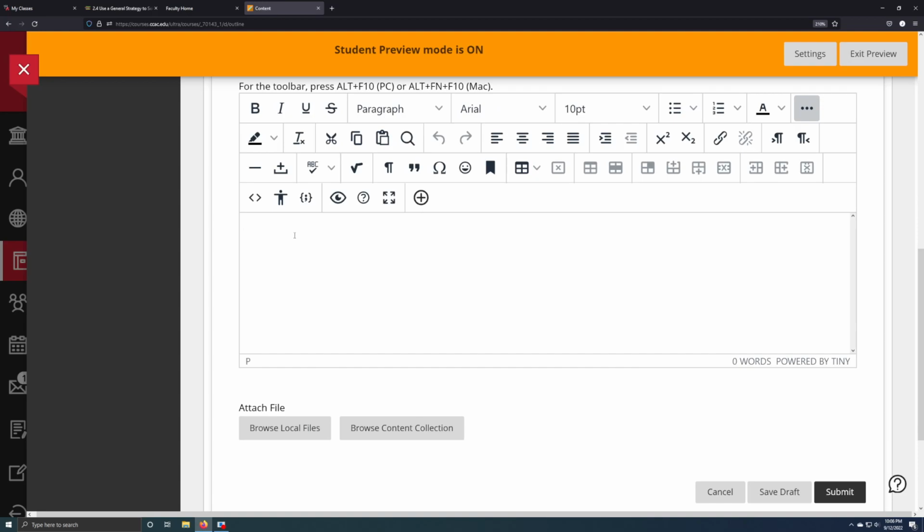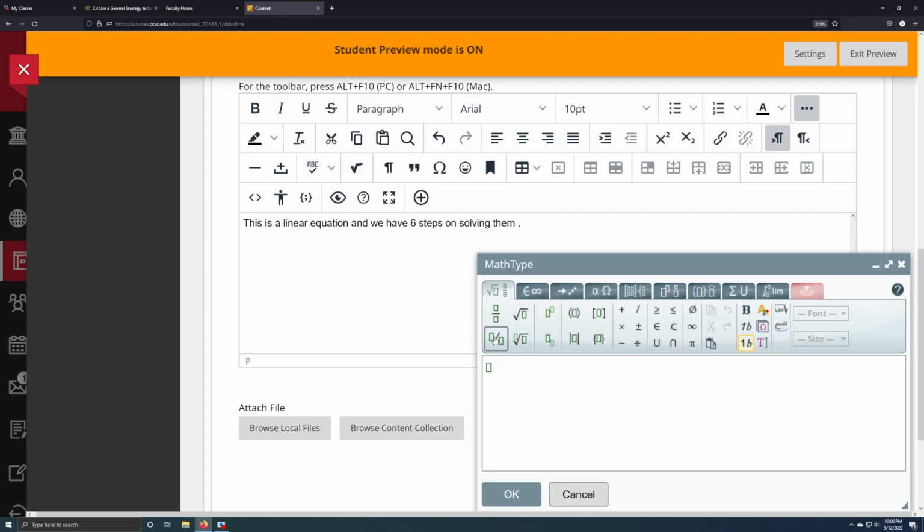Okay. So maybe you could type a nice little message saying something like, this is a linear equation, and we have 6 steps on solving them. Okay. Now from here, once again, you're going to click on the math equation button, and then you don't have to get really pretty with this. But it would be nice to make sure you show all of your work.